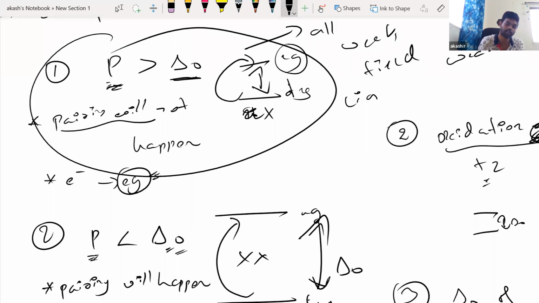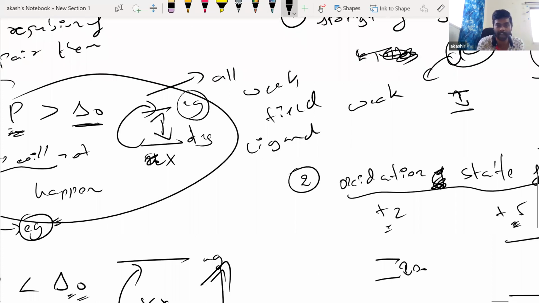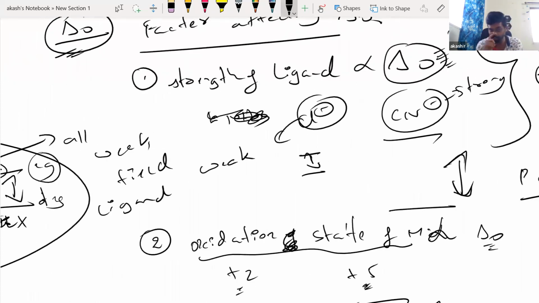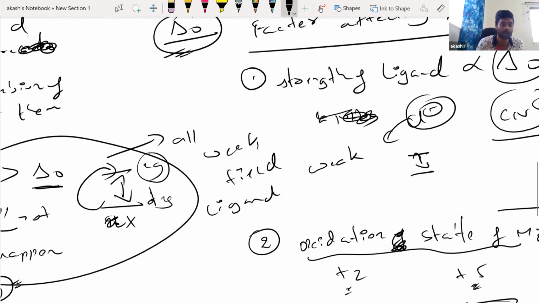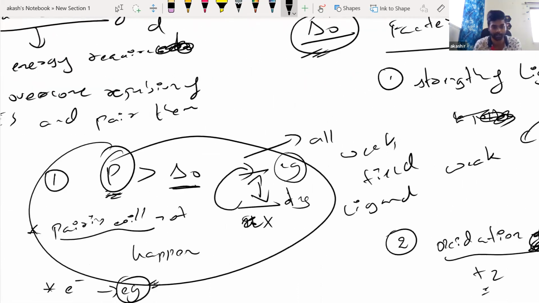Obviously, because we understand that the strength of the ligand is directly proportional to del O. If I have a weak field ligand, it will have very less strength, so very less del O. Obviously it is going to be lesser than your pairing energy. So pairing energy will always be greater than del O for all weak field ligands.